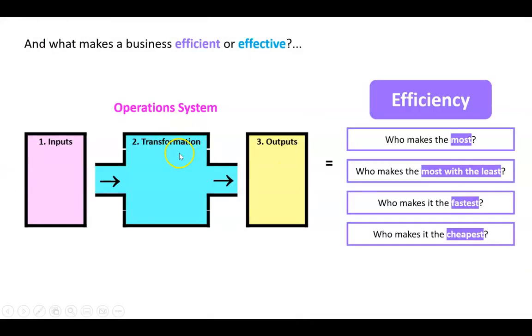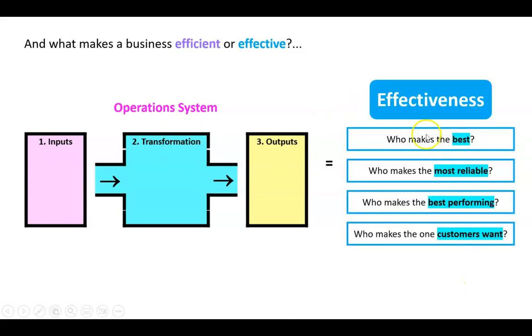Well, with our operation system, efficiency, we said who makes the most with the least, the fastest, the cheapest, versus effectiveness. They take this operation system and they're saying who makes the best or the most reliable, the best performing, or the one that customers want.